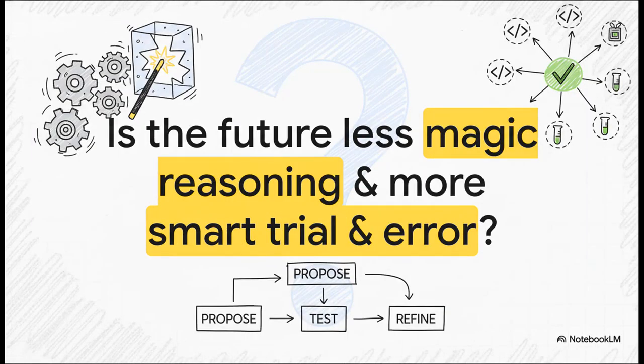Is it possible that the most practical way forward for AI isn't really about chasing some kind of magical, human-like reasoning inside a black box, but is actually about perfecting the art of massive, cheap, and intelligently guided trial and error? Something to think about.